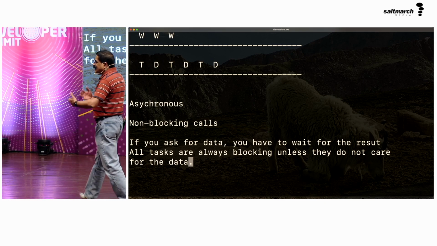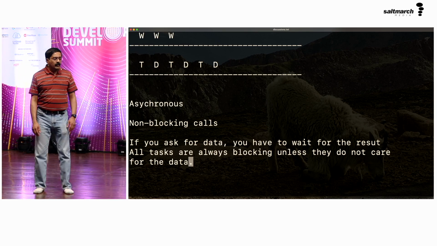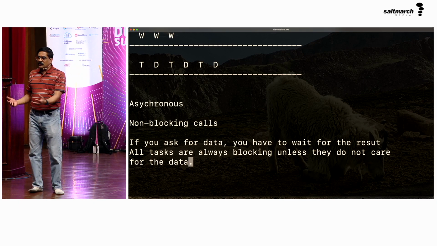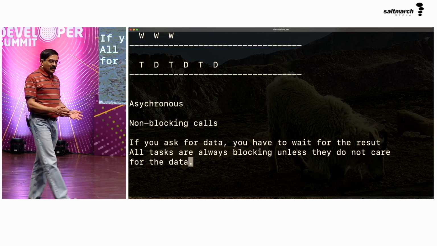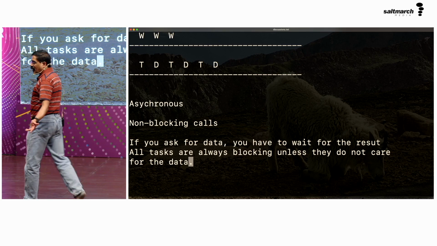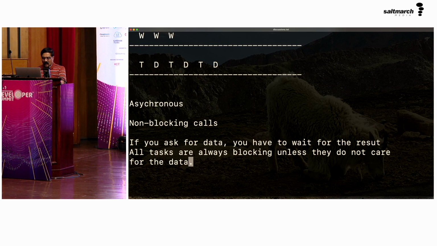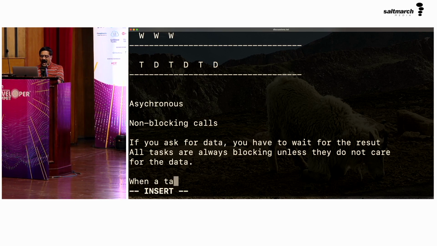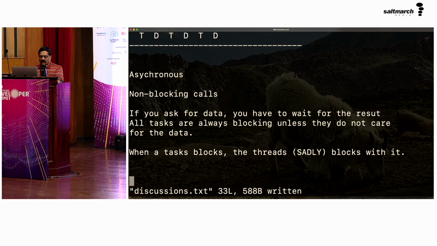But if you're performing any task where you need the data, you cannot say, I would like to have a cup of coffee, please, and then you're gone. And they're like, where did the dude go after asking for a coffee, right? That wouldn't make any sense. So every task that needs a response of data has to be blocking. So what in the world does non-blocking mean? And the problem here is when a task blocks, the thread, let me say sadly, blocks with it. So think about that for a minute.